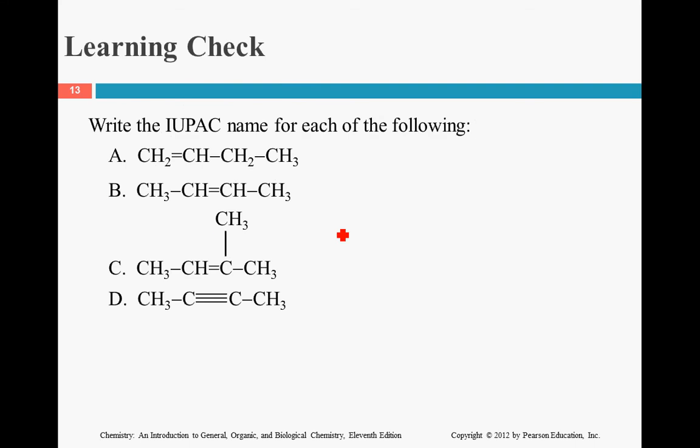Alright, so let's do some more practices. This time you don't have the cribs. Don't have the steps. You have to figure it out on your own. I'll give you a minute to think about it. Alright, let's get started. You have 4 carbons there, so that's but-. You have a double bond, so that's -ene. And on the first carbon is where the double bond is located. There are no substituents here.